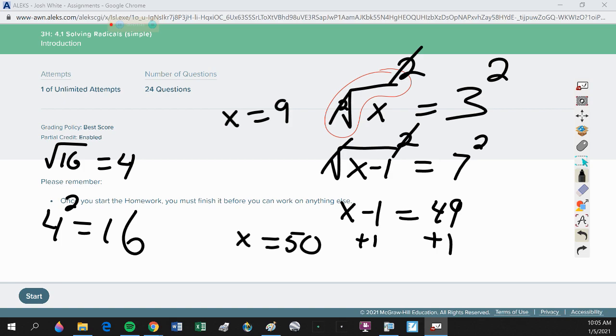Okay, what does 50 mean? It's the only number you can plug in, and you get the answer on the other side. So if I put 50 in there, 50 minus 1 is 49. The square root of 49 is 7, and it works. Okay?